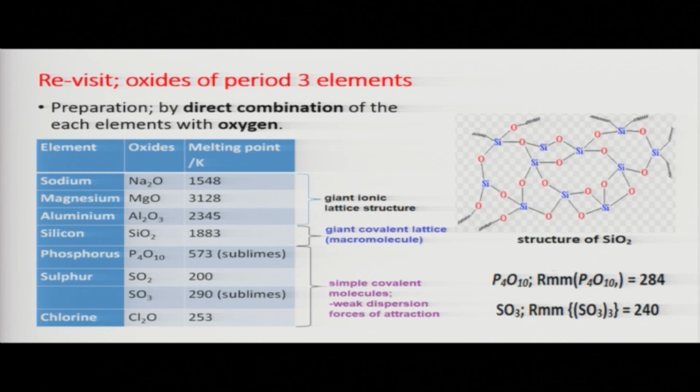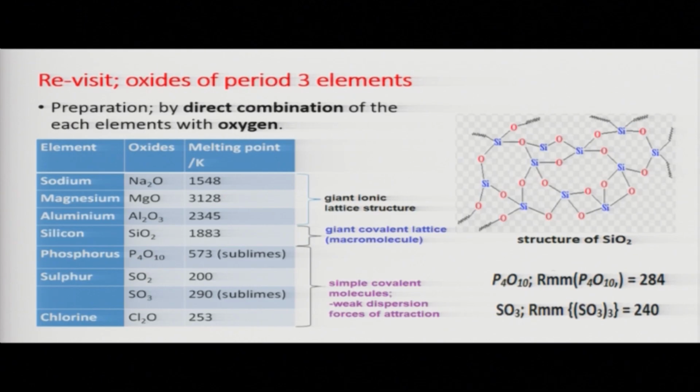So, in terms of preparation, they are prepared by direct combination of that element of period 3 with oxygen. That is from sodium to chlorine. Remember, argon does not combine with other elements. So, as you can see on the slide, when you combine these elements with oxygen, they form their oxides. And these are the formulae for the oxides formed. And we can directly look at their melting point as we do a review.